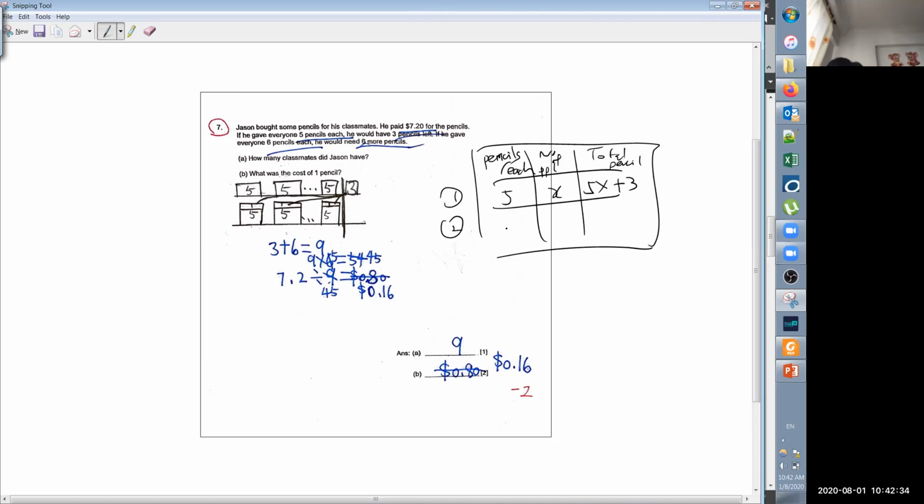Now the second scenario, case 2. He gave everyone 6, so 6x. So he would need 6 more. So it's 6x minus 6, right? So the total pencils has to be the same. Am I right? So you can figure out x already.